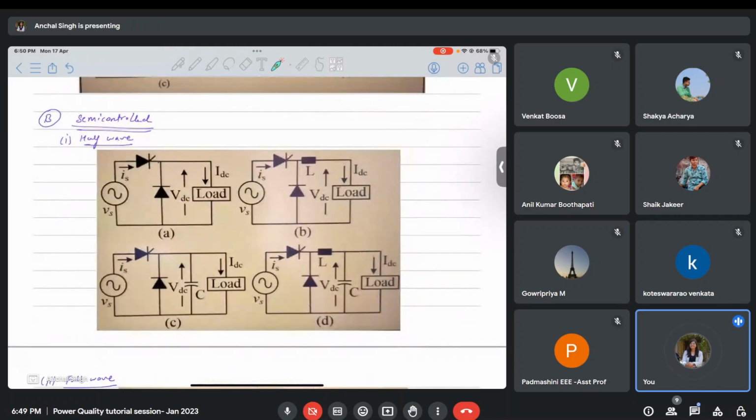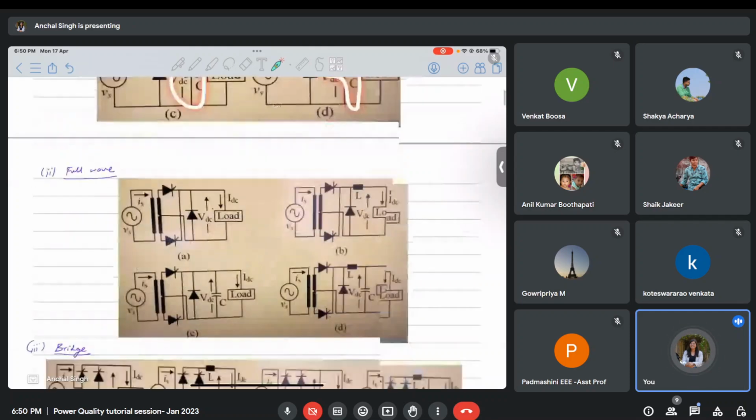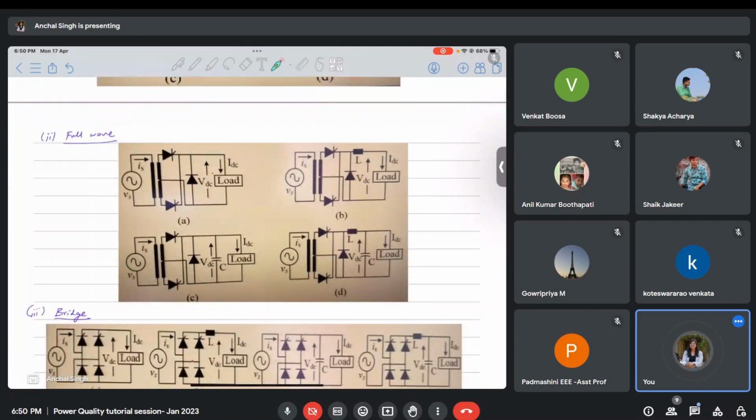Then these are semi-controlled. In semi-controlled, if you look at half wave, there is one switch present and one diode. Therefore these are called semi-controlled. Again they have categories in which there is load without any filter, load with L type of filter, load with C type of filter, load with LC type of filter. Then again full wave configuration with semi-controlled. There are two switches and one diode, hence semi-controlled.